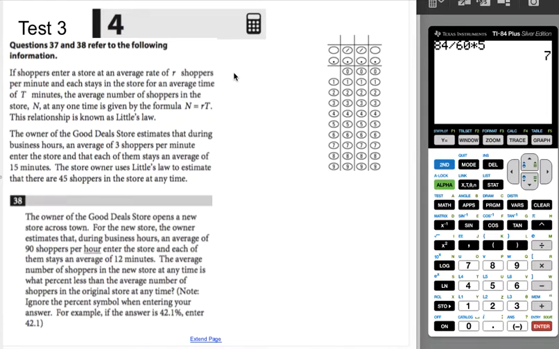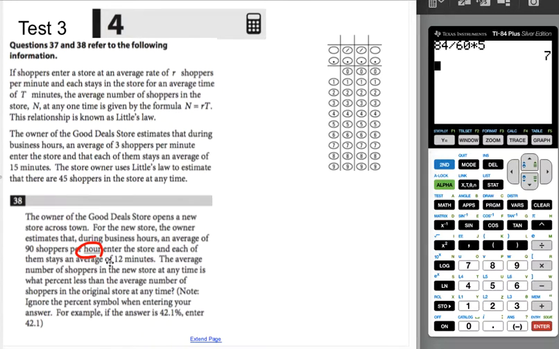So the owner of the Good Deal store opens a new store across town. For the new store, the owner estimates that during business hours, an average of 90 shoppers per hour enter the store, and each of them stays an average of 12 minutes. The average number of shoppers in the new store at any time is what % less than the average number of shoppers in the original store at any time? And they said to ignore the % symbol. So if your answer is 42.1%, you would just put 42.1.